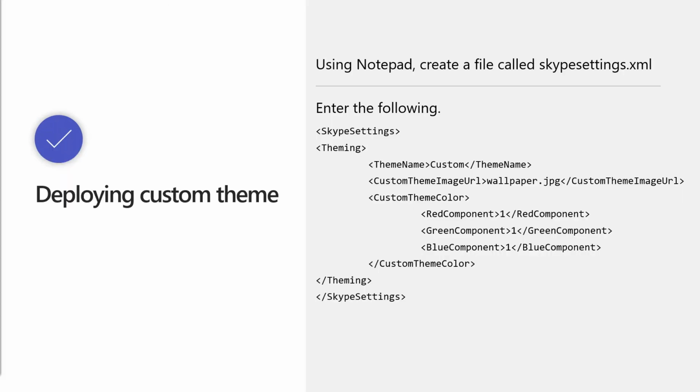Here is the relevant section of the Skype settings.xml file. You only need this subset of the XML file in order to set a custom theme. I do want to point out that the red component, green component, and blue component settings are old and are no longer used. So you can put any value here, but they will be ignored. However, it is still necessary to put this section into the Skype settings XML file.